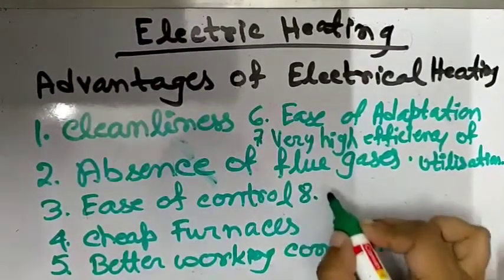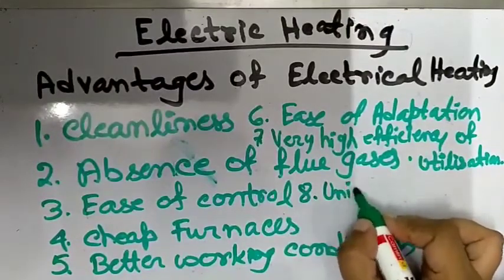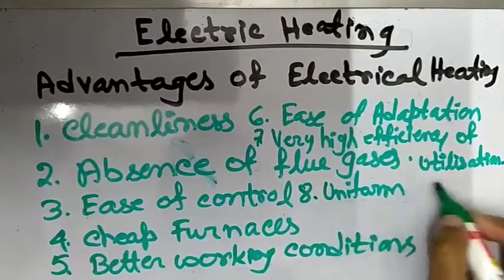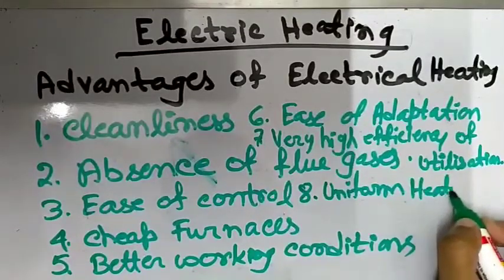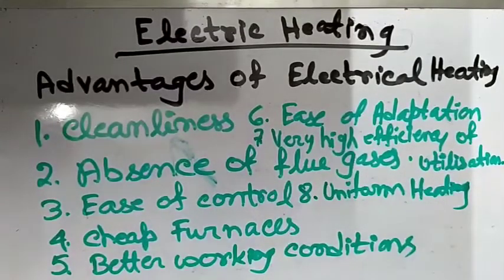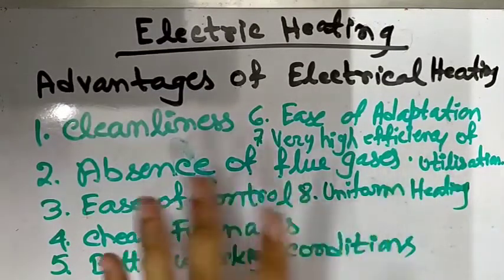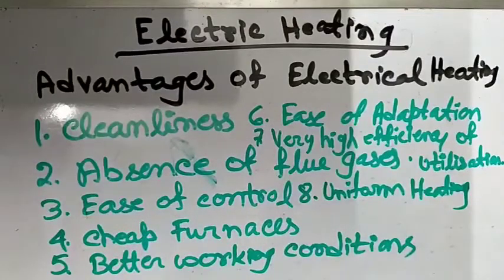Next is uniform heating. In all the methods of heating by burning fuels, heat is to be conducted from the outer surface of the material to inside of the material. Thus, inside core of the material comparatively remains cold, and by electric heating it is possible to generate heat inside the core of the material, and thereby uniformity in heating is closely achieved.